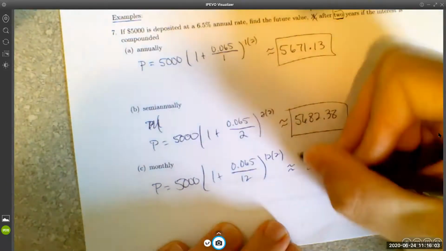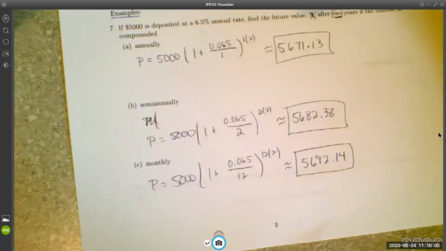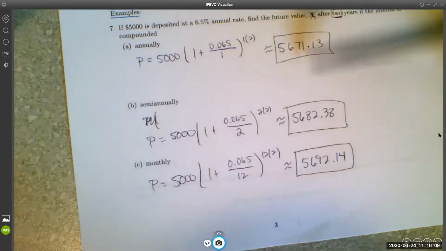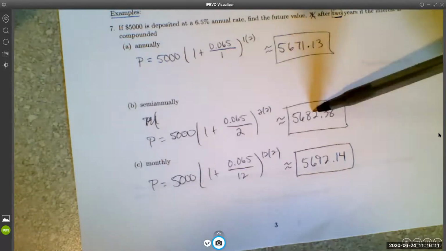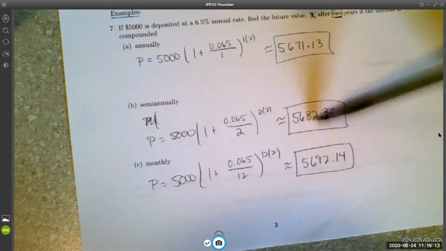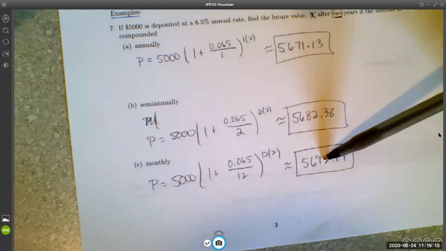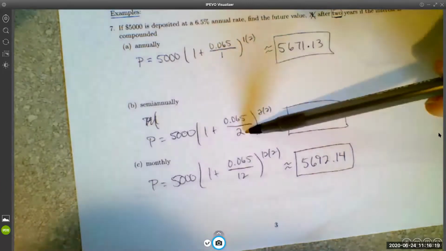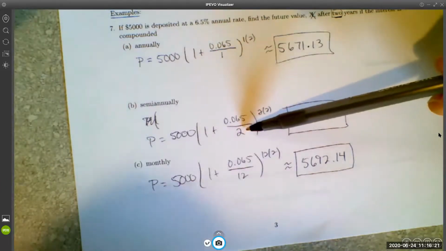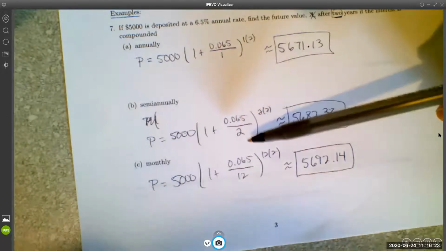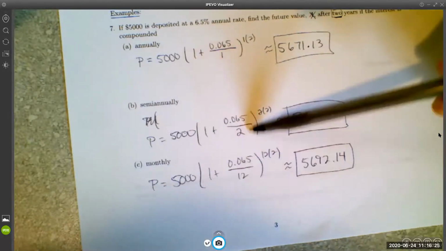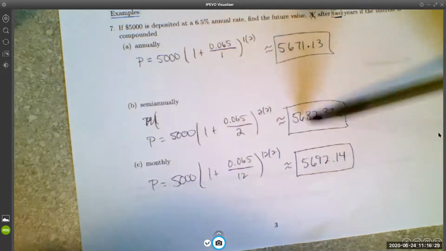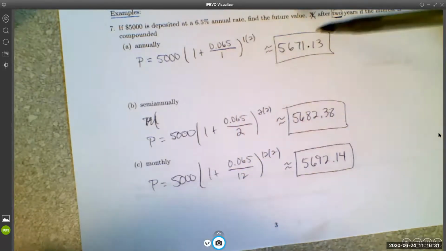So it did increase, but maybe not as much as we were expecting. Right? The increase from here to here was what? $11. From here to here, the increase was only about $10. In spite of the fact that from here to here, we only doubled the amount of times that the interest was compounded. And here, we increased the amount of times the interest was compounded by a factor of 6. And yet the amount of increase was less.